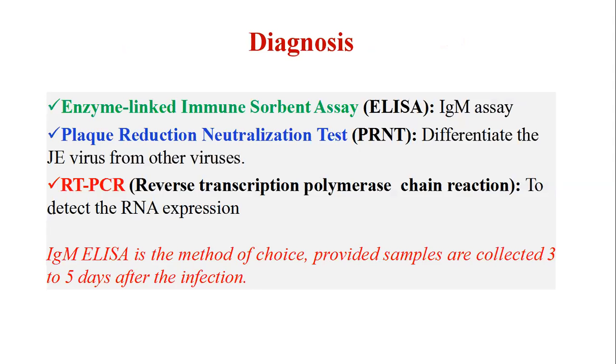So for diagnosis, mostly the ELISA test, enzyme-linked immunosorbent assay for IgM specific antibody for JE virus, should be assessed, and then the PRNT test, plaque reduction neutralization test, that differentiates the JE virus from other sorts of viruses. And if you are sure, you can go for further tests, that is reverse transcription polymerase chain reaction to detect the RNA expression. It should be noted that IgM ELISA is the method of choice, provided samples are collected 3 to 5 days after the infection.